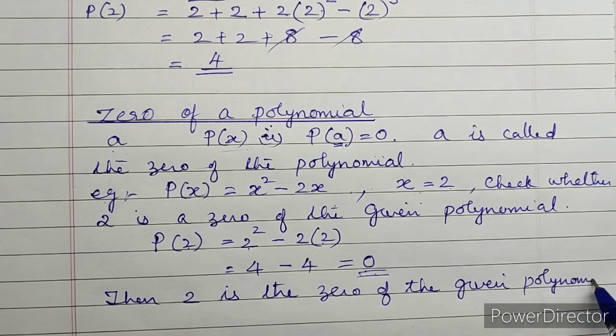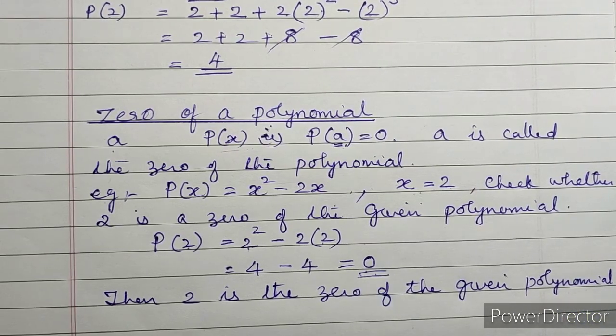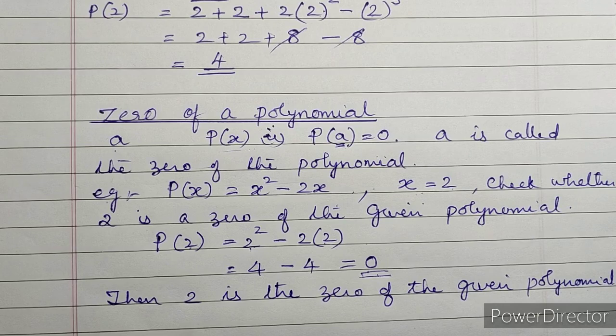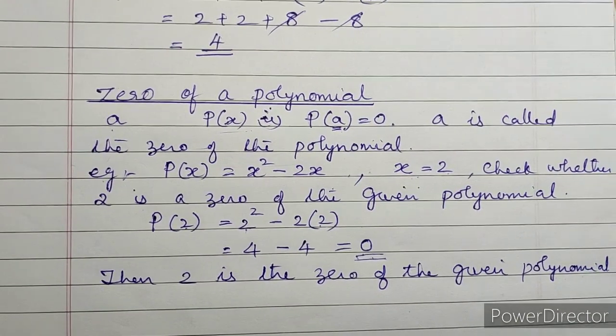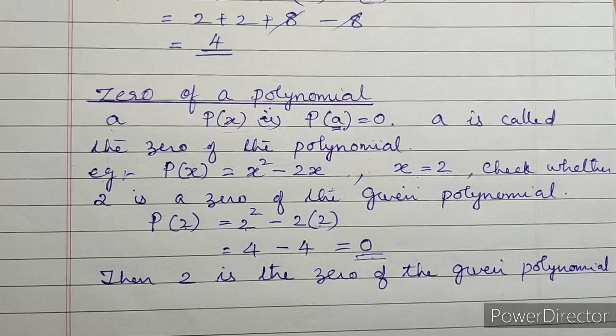So what you have to do is substitute the given value and find whether you are getting the value 0. If it is 0, it means the given number is the 0 of the polynomial. If any number other than 0 comes as the value, it is not the 0 of the polynomial. Hope you understood. A few rules are there related to the 0 of a polynomial.